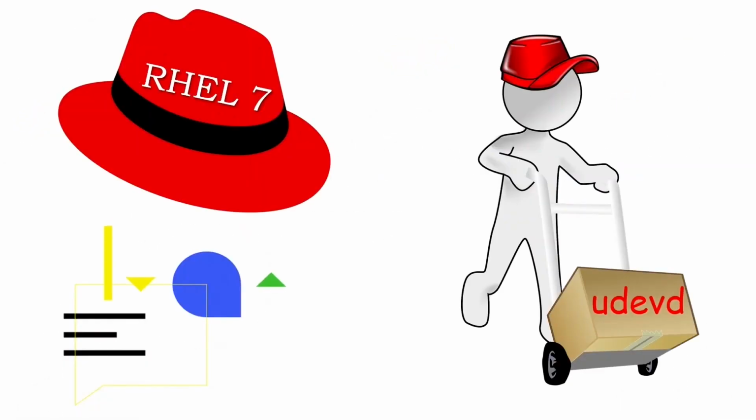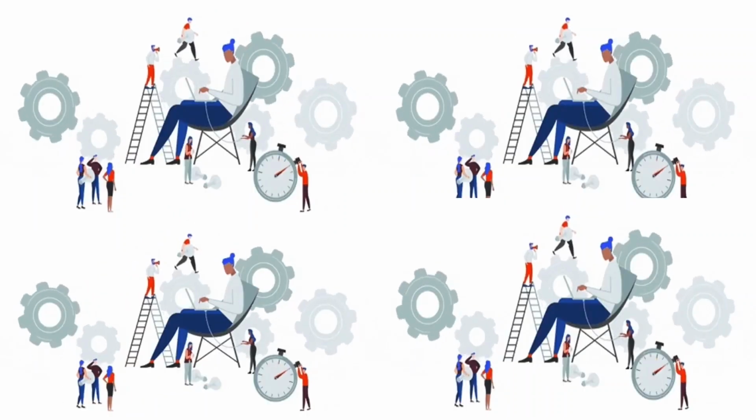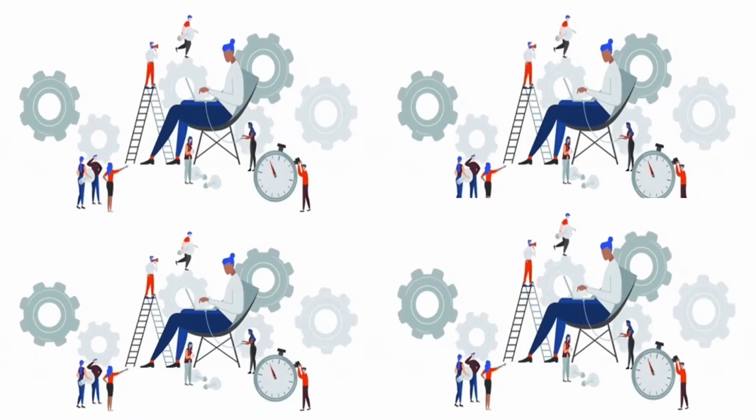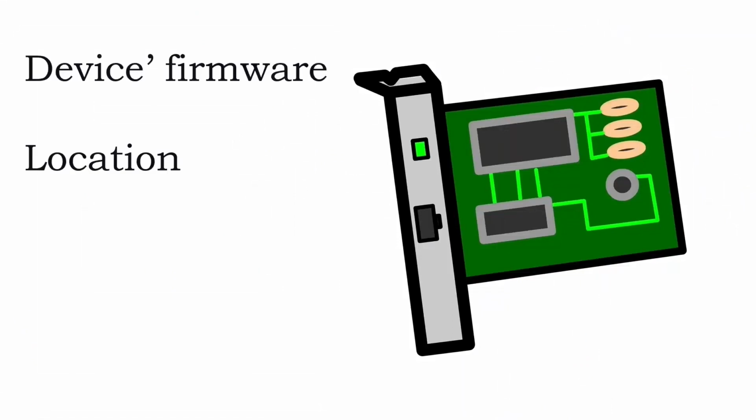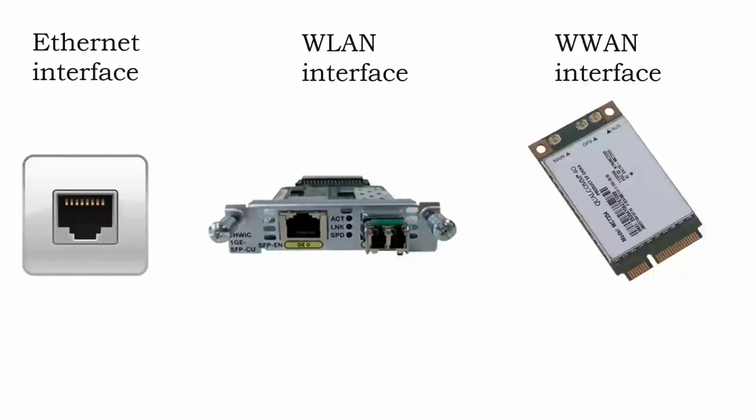Starting from RHEL 7, the udevd service provides the default naming scheme for network interfaces. This service uses many rule sets to assign a unique name to each interface. To generate a unique name for an interface, it uses the device firmware, location, topology, and type. In the generated name, the first two letters represent the device's firmware. For example, Ethernet interfaces begin with EN, WLAN interfaces begin with WL, and WAN interfaces begin with WW.